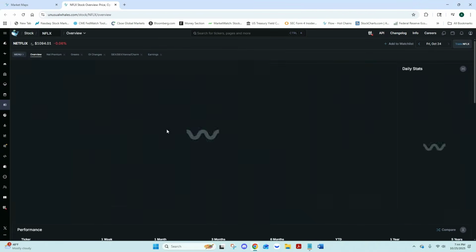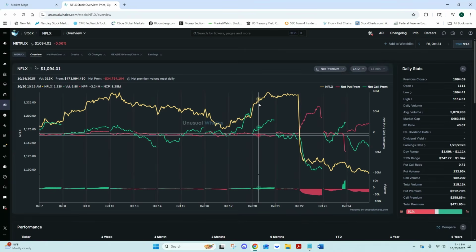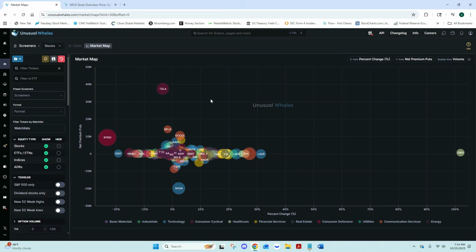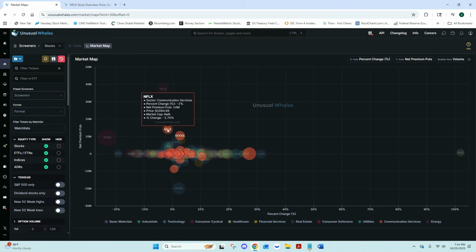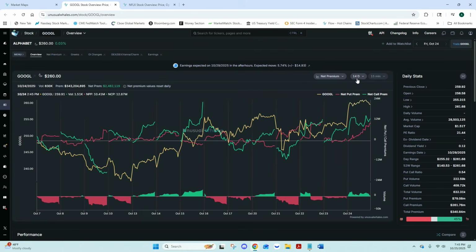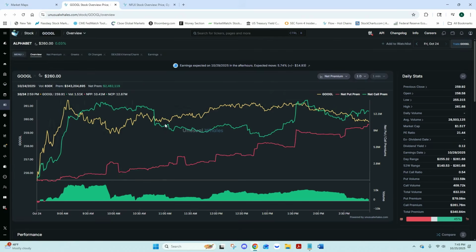So let's look at Netflix. I don't know what I was trying to say there. Oh, let's go back. Netflix. A lot of put premium here, haven't really moved. We can look at Google because Google's green, up almost 3% on the day, but you're seeing a lot of net put premium here. So let's take a peek. And I'll always start out at the day. So okay, I'm seeing a lot of put premium, a lot of call premium.